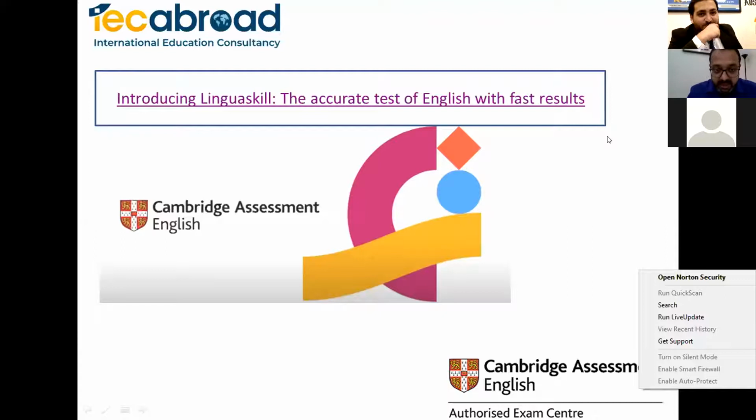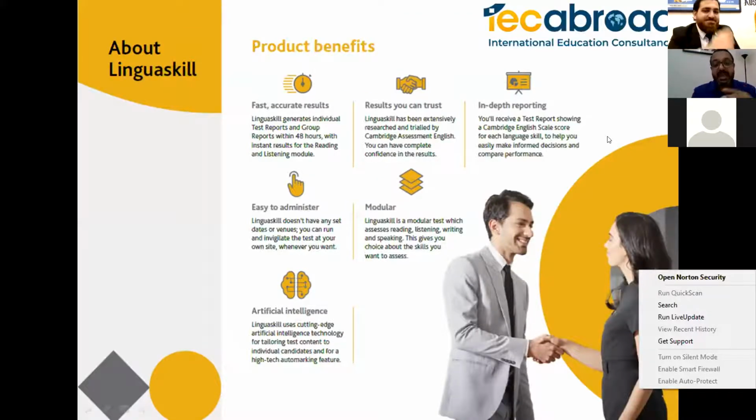Linguaskill is a fast and accurate examination. On this slide, you can see one of the in-depth reports about Linguaskill. What is Linguaskill? It is fast and accurate. A student or administrator can have a result in 48 hours. It is easy to administrate, which means you can check your knowledge, at what level you are and what needs to be improved. Artificial intelligence is completely involved in it.